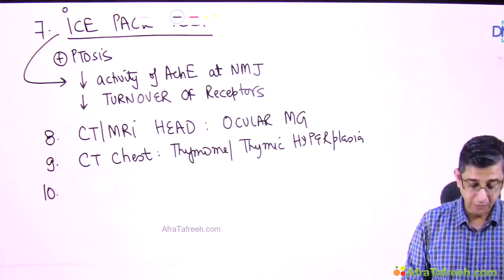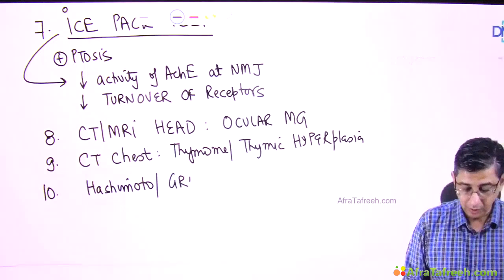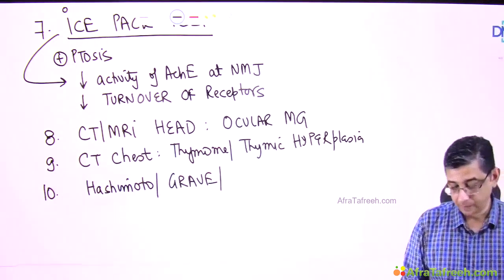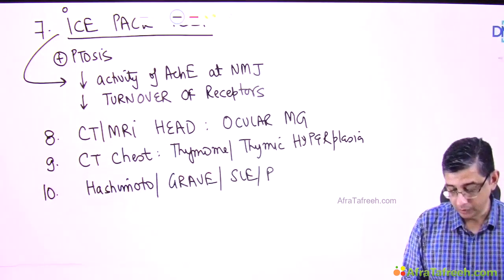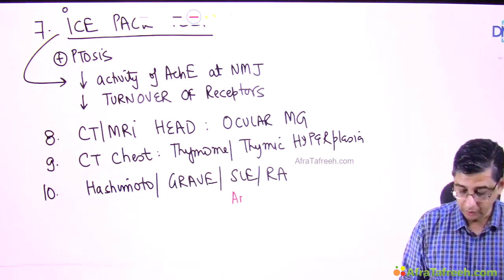Then these patients can be having coexistent autoimmune diseases. Those could range from Hashimoto's to Graves' disease, SLE, rheumatoid arthritis, and therefore in the workup of these patients, I need to do an anti-nuclear antibody.